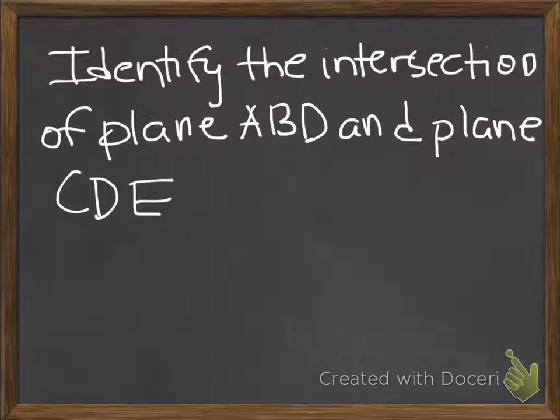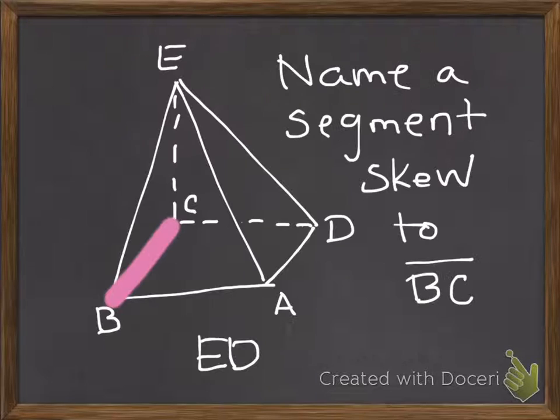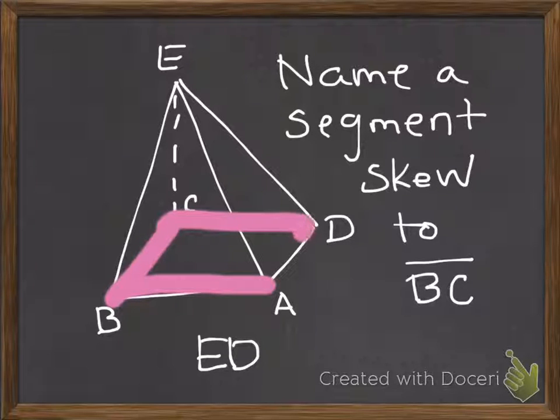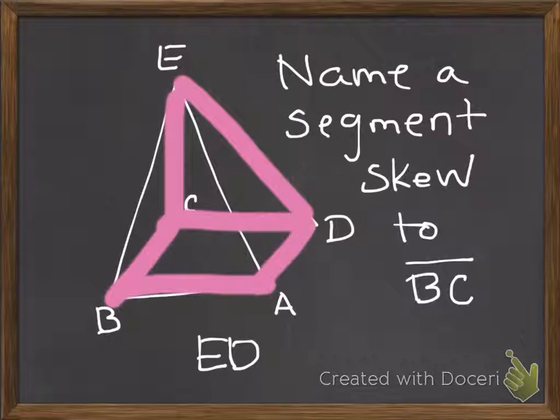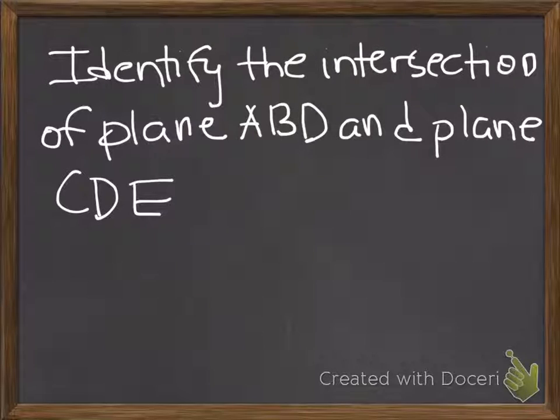And then on the same figure, we're identifying the intersection of plane ABD and plane CDE. And the intersection of two planes is a line, so we're looking for that. ABD is here. CDE is here. So if we are naming the place that it intersects, it would have to be CD.